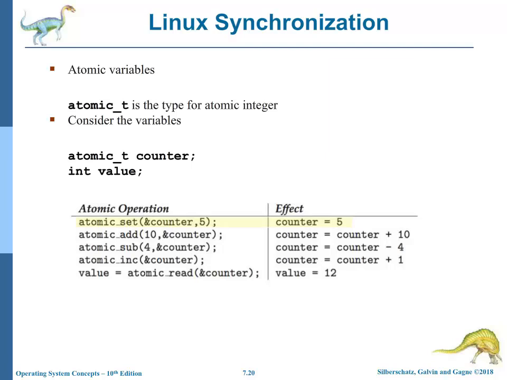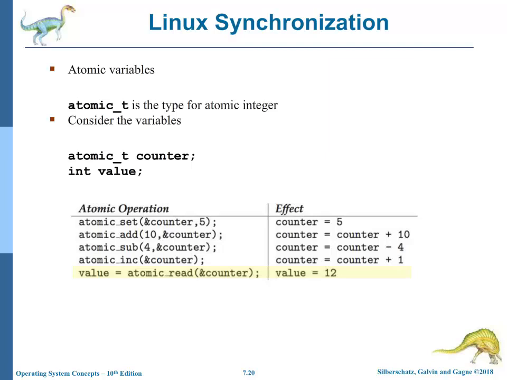Atomic_set is to set the counter with the parameter. So here, for example, we set the counter to 5. Atomic_add is to add the first parameter to the counter, so the counter equals the counter plus 10. Atomic_sub is to subtract from the counter. So in this example, the counter equals counter minus 4. Atomic_inc is to increment the value of the variable, just like i++. So counter equals counter plus 1.